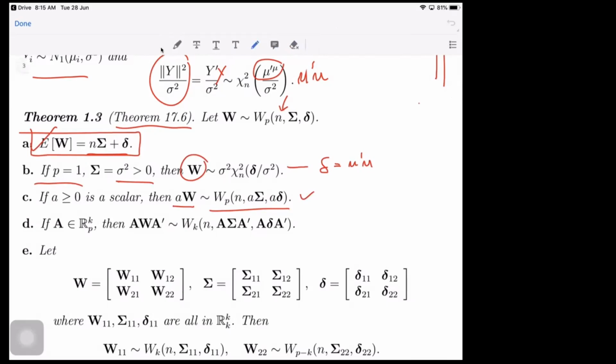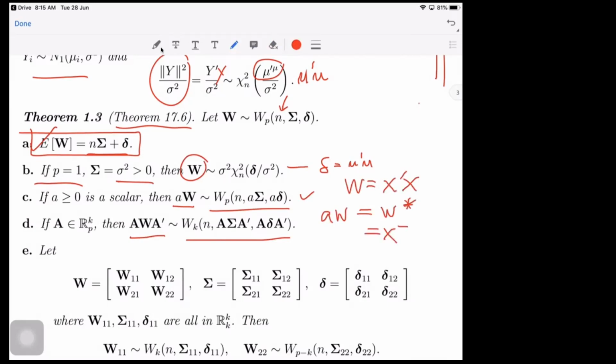And another transformation here is AWA prime, and this is the parameters of the Wishart distribution. Again, we emphasize in the proof that when you try to prove, say Wishart is x prime x, and if you will have a AW here, which is a W star, you have to find an x star prime and x star, no? X star prime, x star. So you have to find what is x star.